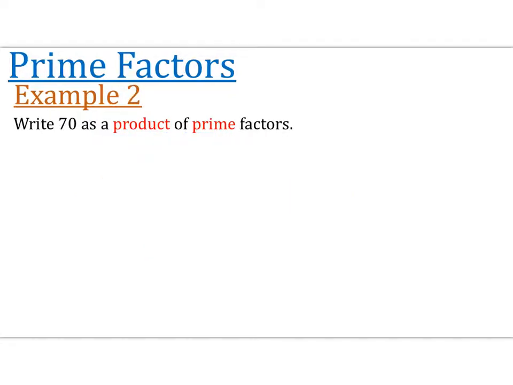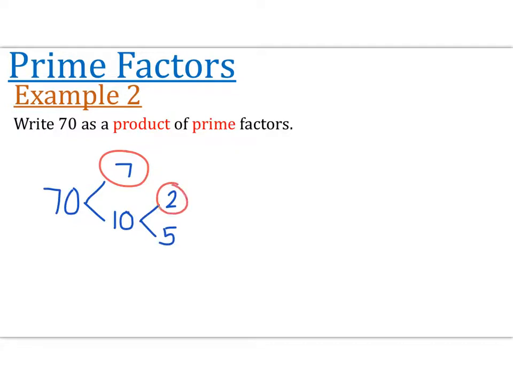All right, exactly the same idea, just a slightly bigger number this time. Write 70 as a product of prime factors. So I'm going to start with 70. And then I think, what 2 numbers multiply to 70? I'm thinking 7 times 10. I'm also thinking that 7 is a prime number, so that one's done. 10 is not. That is 2 times 5. So those are prime numbers, and those are finished. 2 times 5 times 7.